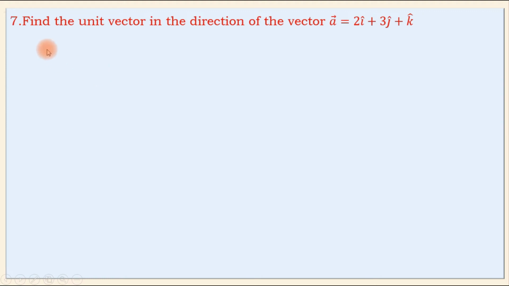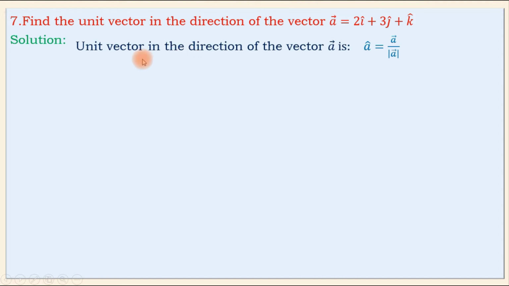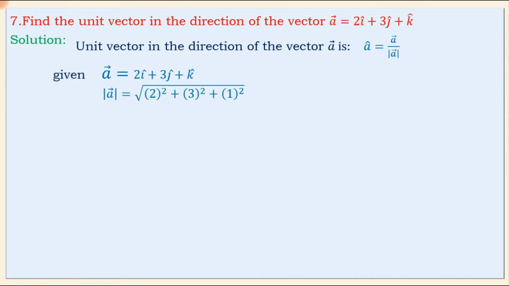Next, problem number 7. Find the unit vector in the direction of A vector equals 2 i cap plus 3 j cap plus k cap. We know that unit vector in the direction of A vector is A cap equals A vector divided by its magnitude. So, find magnitude of given vector A, that is magnitude of A vector equals square root of 2 square plus 3 square plus 1 square. Hence, magnitude of A vector equals root 14.